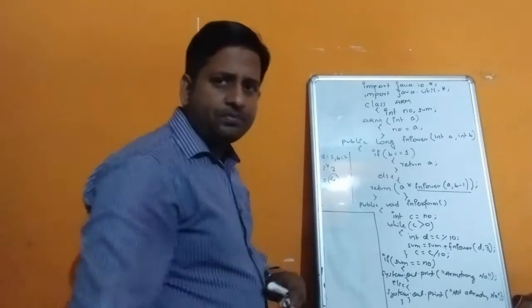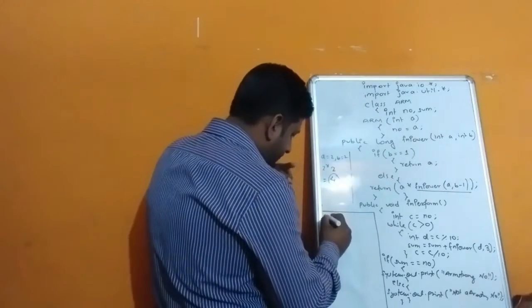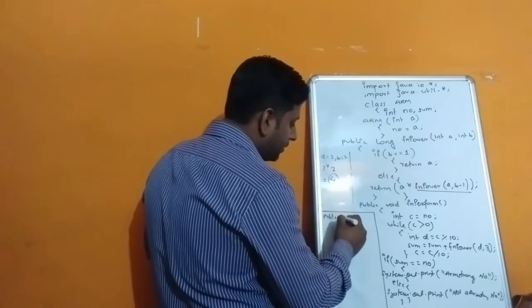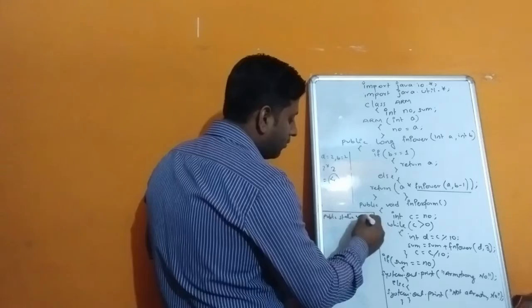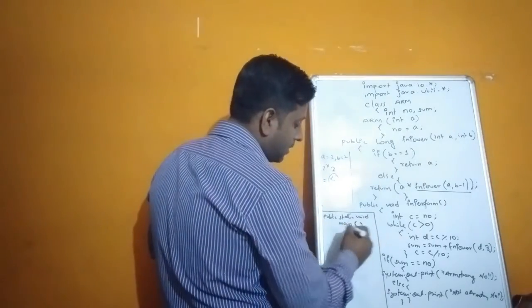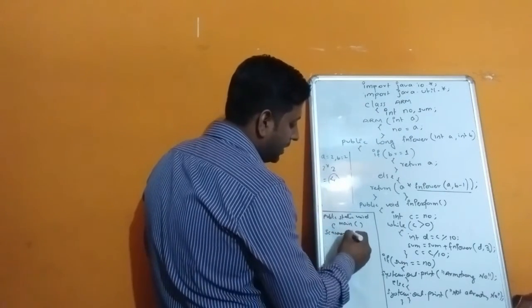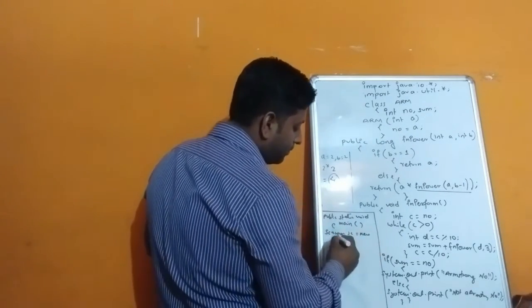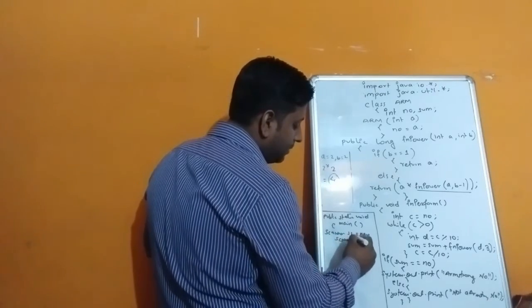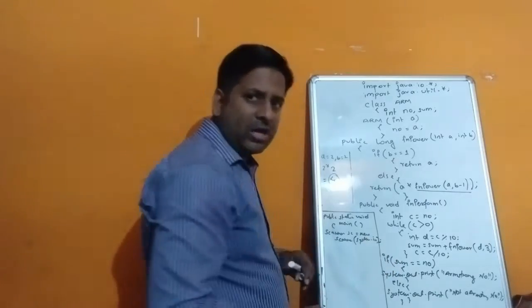Okay, I'm writing here, you can see: public static void main. Okay, it is a function. Then we'll use the Scanner class. Scanner sc is equal to new Scanner(System.in). Okay, Scanner class.